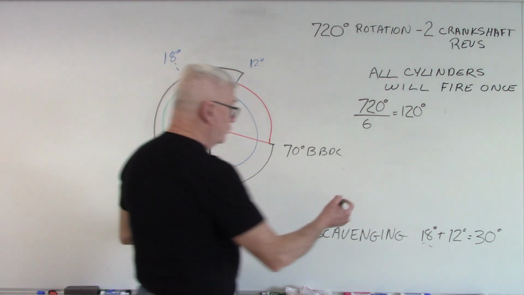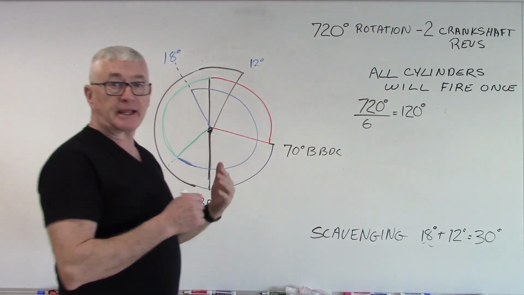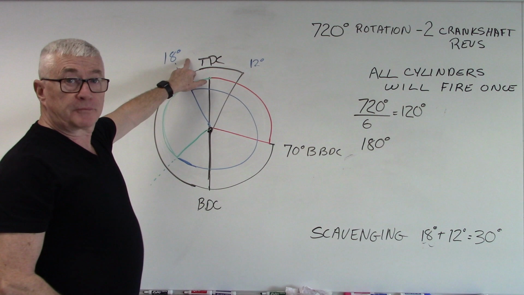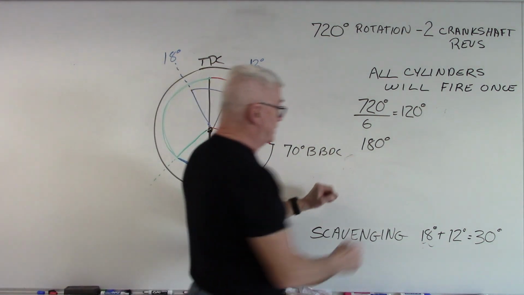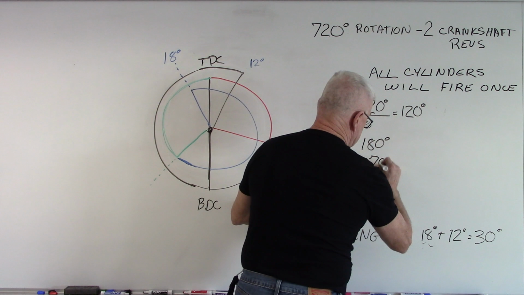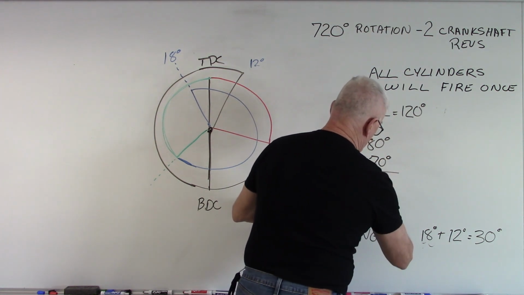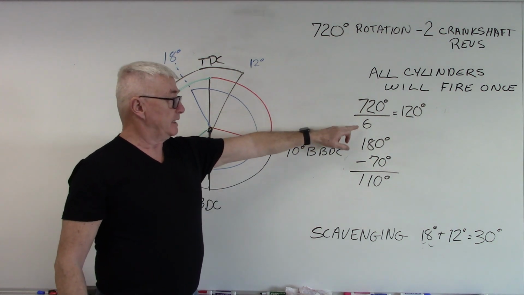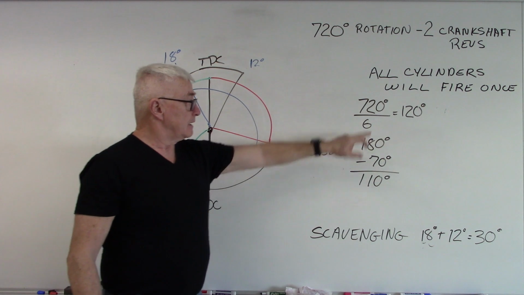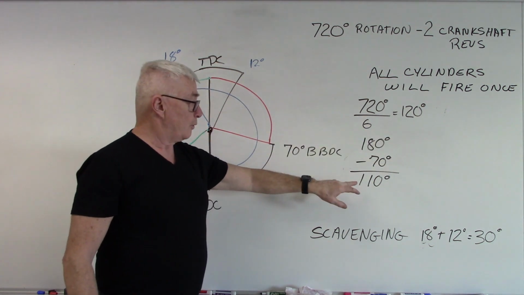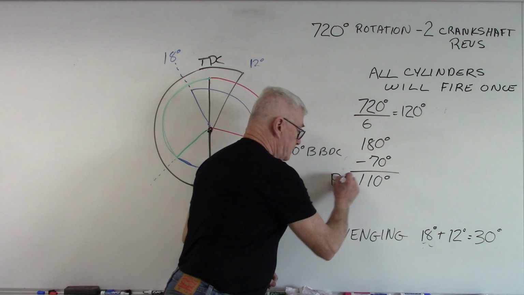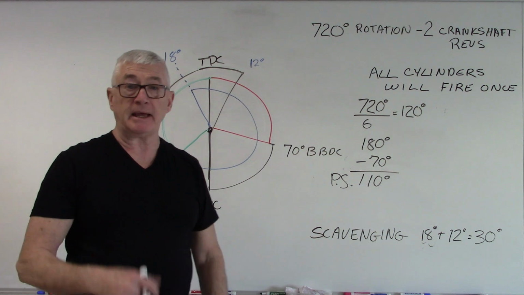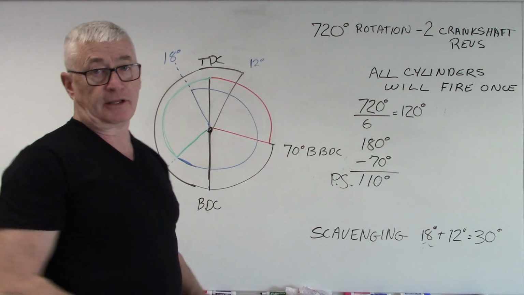And if we do the math real quickly, because all we really need to do in order to calculate this is figure out what the power stroke is. So we go from top dead center to bottom dead center, which would be 180 degrees minus 70 degrees, which would leave the power stroke at 110 degrees. So now, 720 divided by 6 cylinders, 120 degrees. So if my power stroke is only 110 degrees, it means I would have a 10-degree power lag on this 6-cylinder engine.